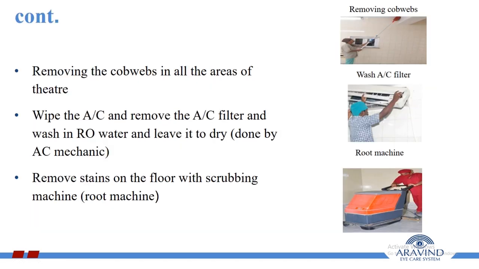Remove the cobwebs in all the areas of the theatre, wipe the AC, and remove the AC filter and wash it in RO water and leave it to dry. This is done by the AC mechanic. Remove stains on the floor with a scrubbing machine using the root machine.